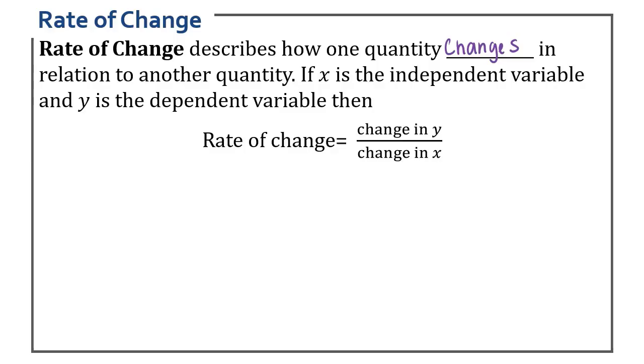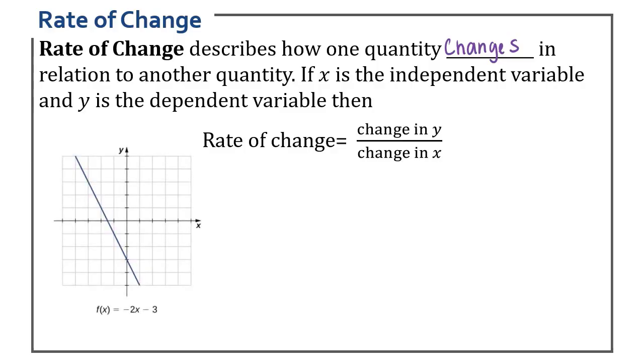You may recall this formula. If we're looking at a linear function, this is the slope of the line. So for example, if we look at f of x equals negative 2x minus 3, we can see for every change of 1 unit in x, the graph is going down 2 units for y. So over 1, down 2. This rate of change is constant for the entire linear function.